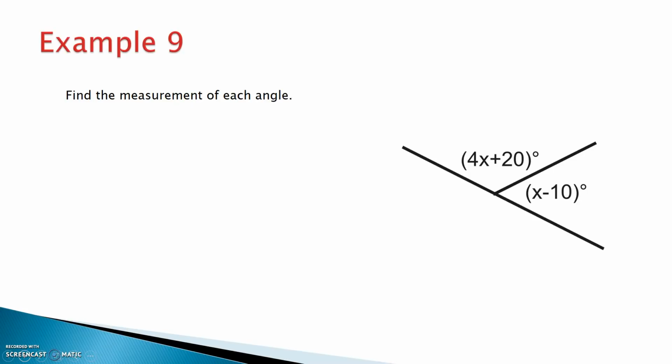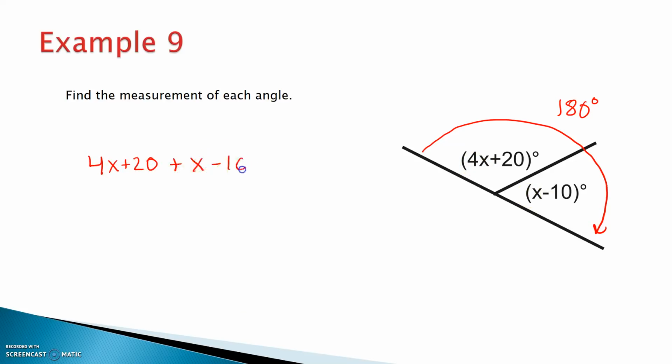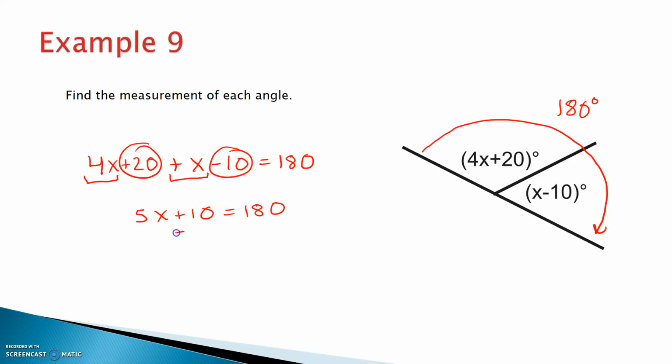Take a second, try it out. All right, supplementary, remember, opens up to give me 180 degrees. So I know that this angle here, 4x plus 20, if I was to add it to the x minus 10, both of these angles should give me an opening of 180 degrees. Let's go through and combine like terms here. 4x and 1x give me 5x's. 20 minus 10 gives me positive 10 is equal to 180. Minus 10, we get 5x is equal to 170.